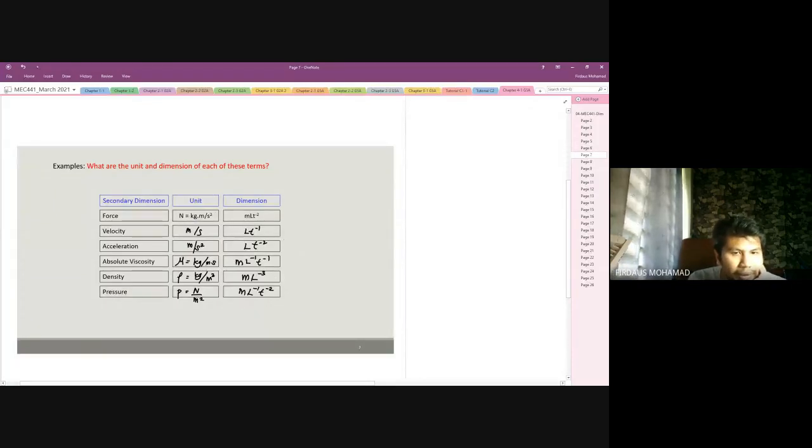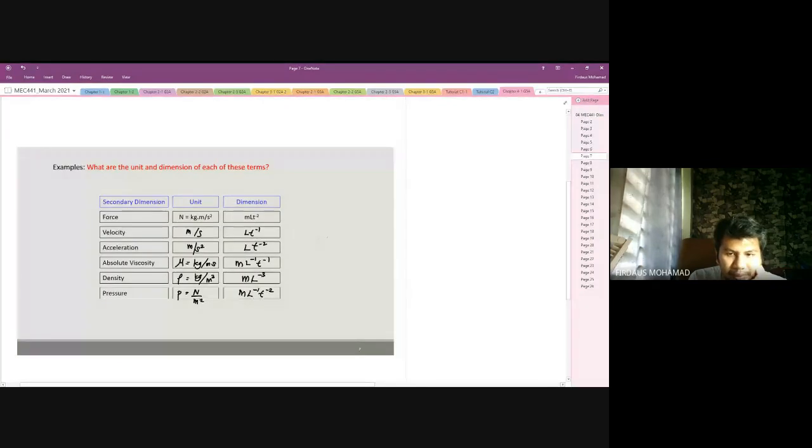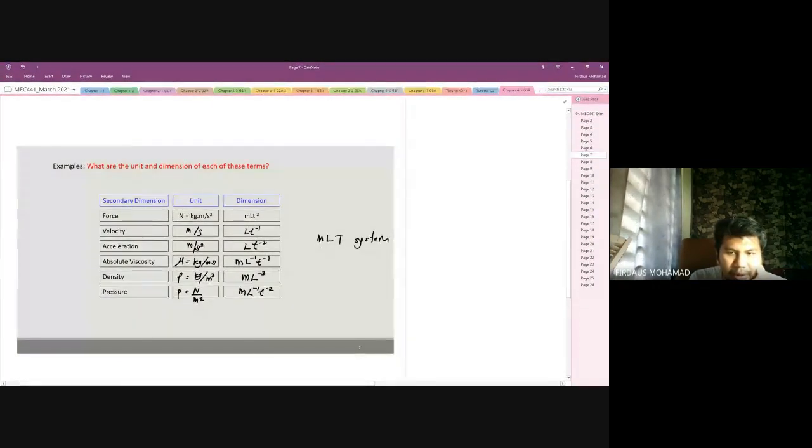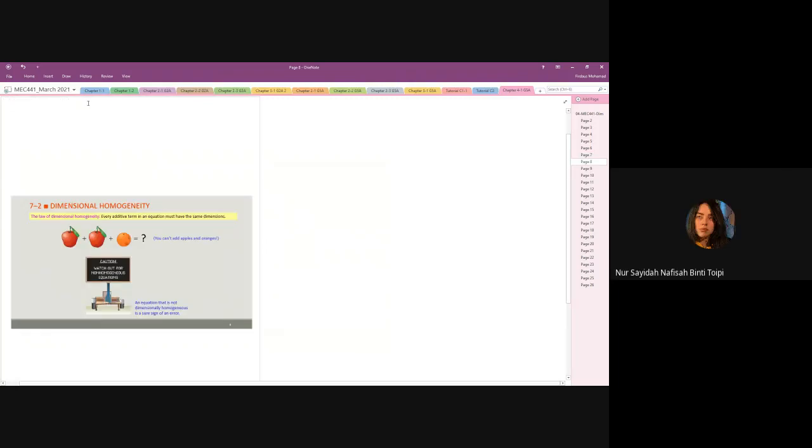Okay, so this is how to convert from the unit to the dimension, MLT system. So kita akan guna this system untuk similitude punya analysis. Ada yang tak faham? Boleh.